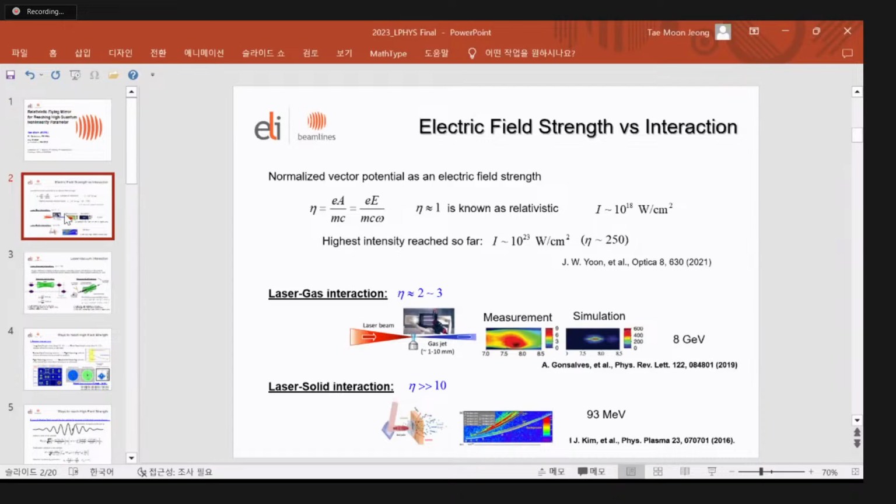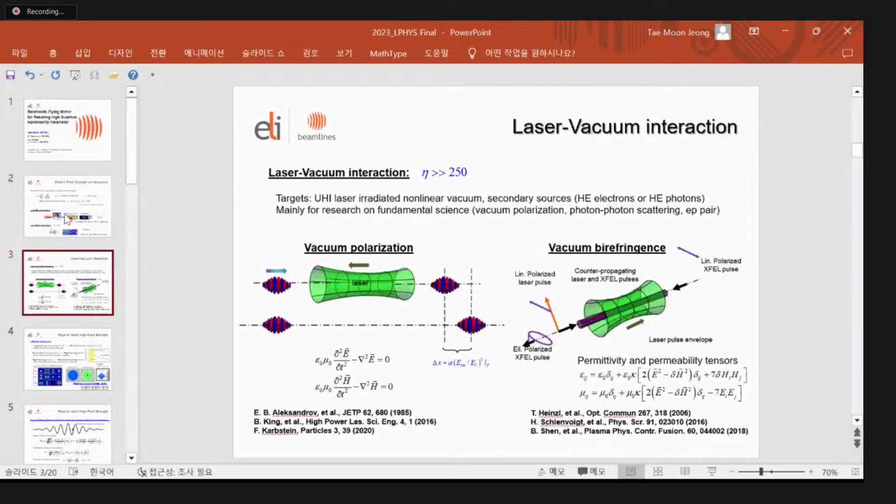So this is very typical and common nowadays using the high power laser system. The next very interesting thing is to do the laser vacuum interaction. But in this case, we need very high field strength, and also the target is different from the others. The usual target is the ultra high intensity laser irradiated nonlinear vacuum, and also could be secondary sources, including the high energy electron and also high energy photon as well.